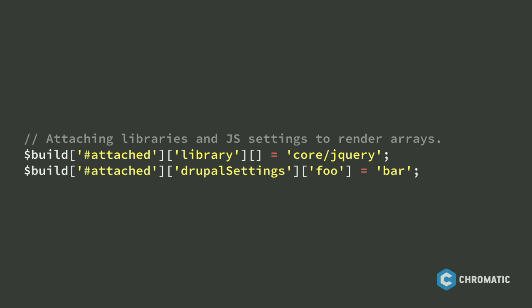You can also attach JavaScript settings like that second line there. It's a little different than 7. It's not Drupal.settings, it's drupalSettings. You can attach individual JavaScript or CSS files. In Drupal 7, you probably saw a lot of drupal_add_js and drupal_add_css, those two functions. In Drupal 8, you're probably going to see a lot more of this, hopefully, attaching our libraries onto render arrays.